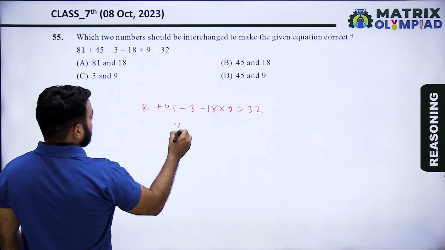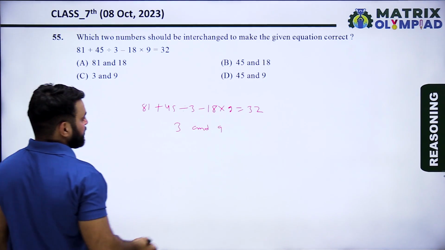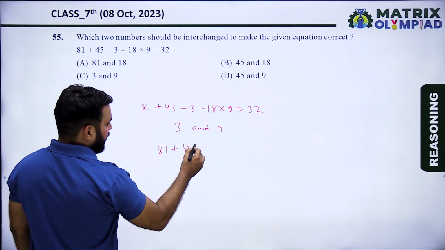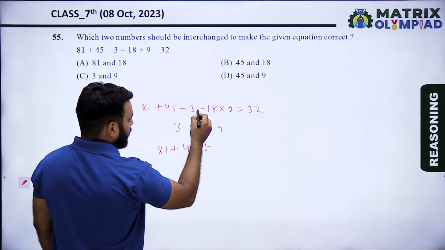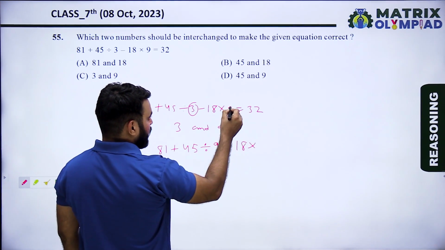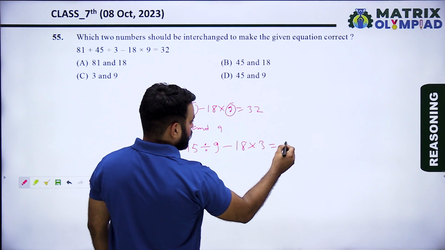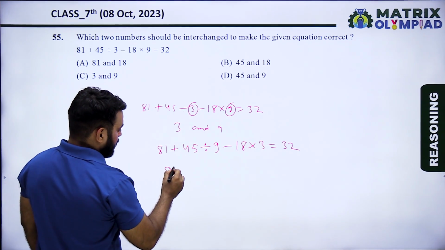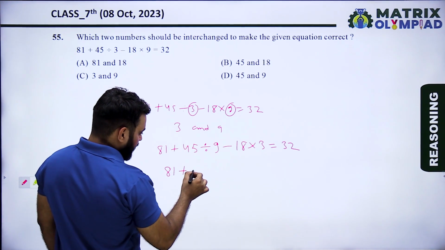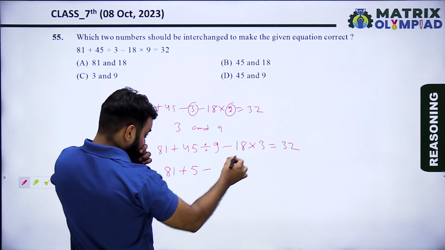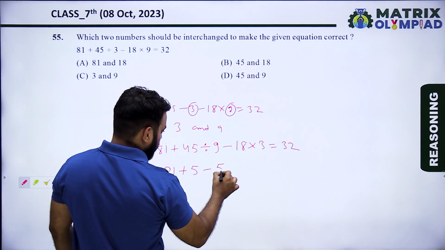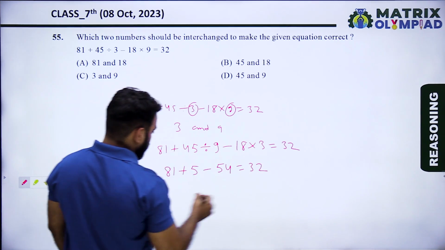Take, interchange 3 and 9. Interchanging 3 and 9: 81 plus 45 divided by 3 means 9, minus 18 into 9 means 3, is equal to 32. So 81 plus 45 divided by 9, it means 5, minus 18 into 3, which is 54, is equal to 32.